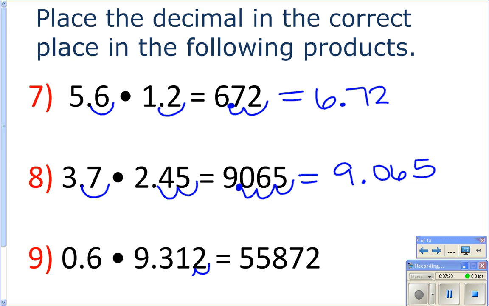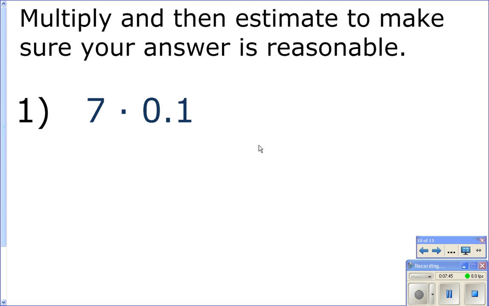Okay, there's 1, 2, 3, 4 total places. So you're going to move the decimal 1, 2, 3, 4 places in the answer, and you get 5.5872. Now we are going to multiply the problems and move the decimal.